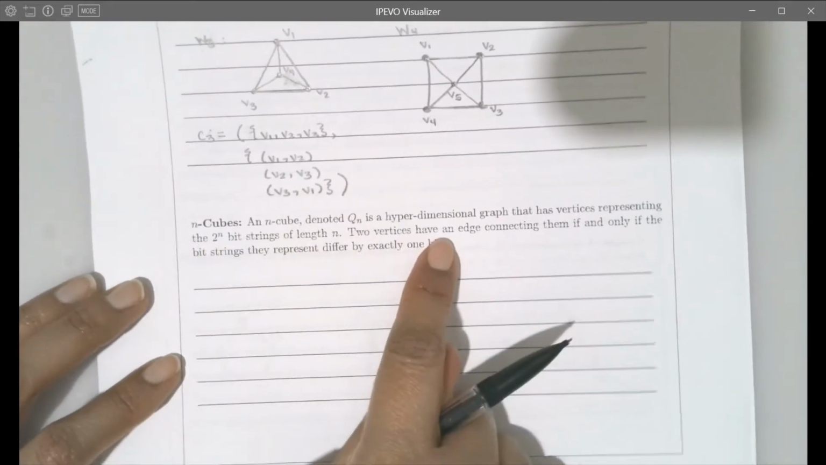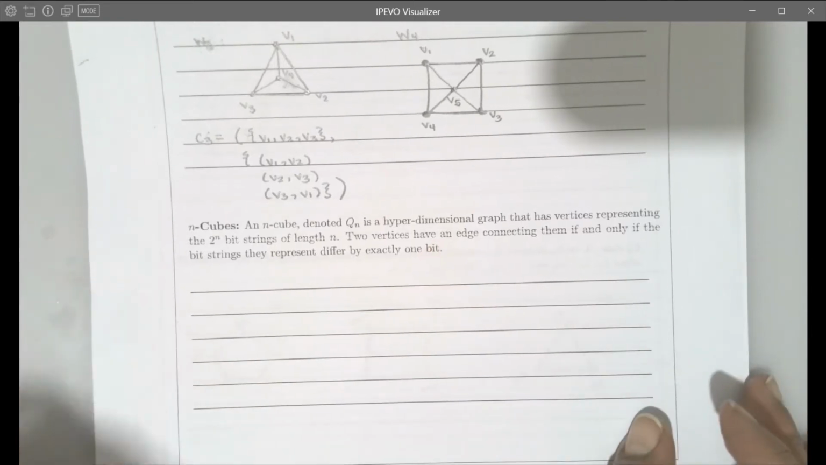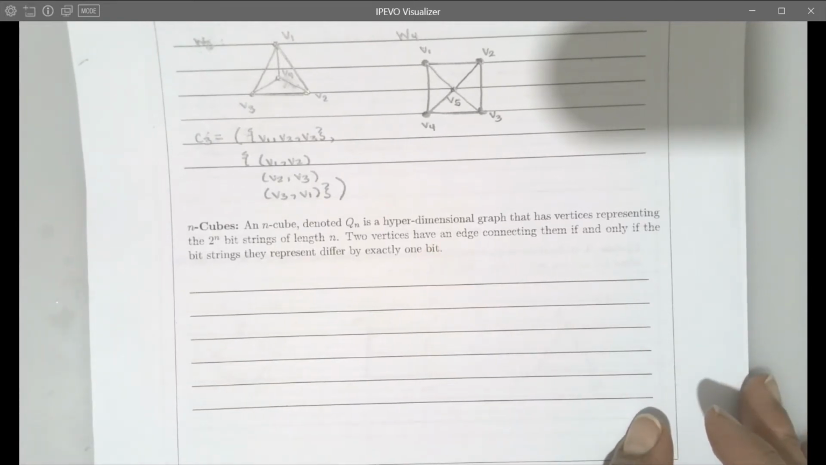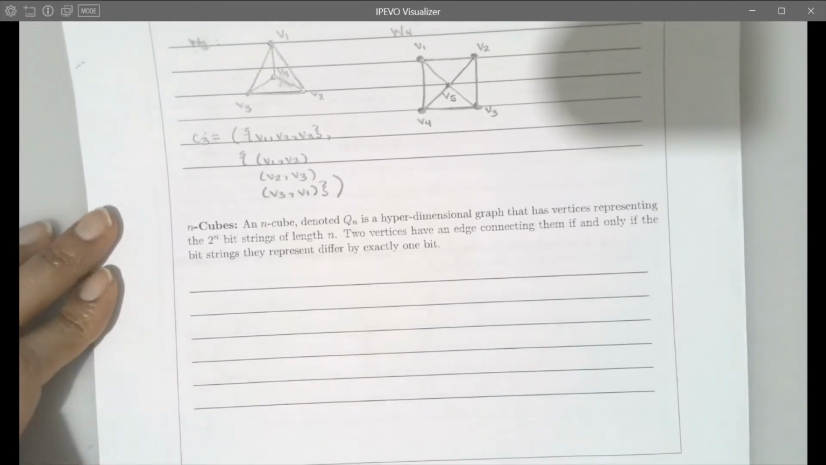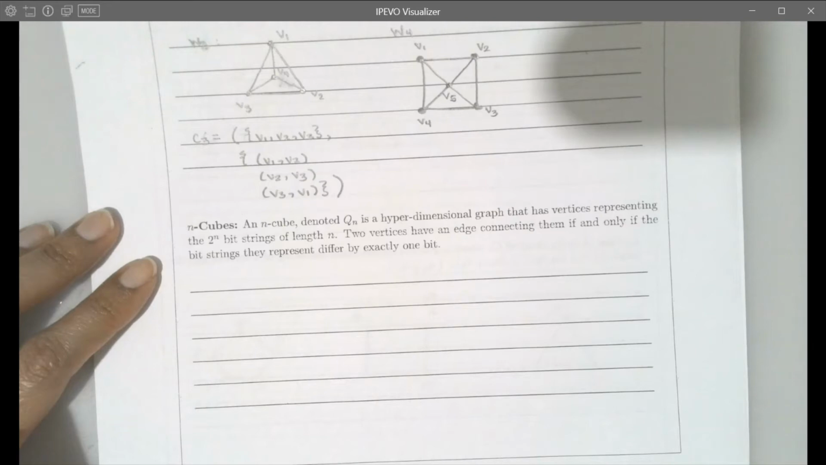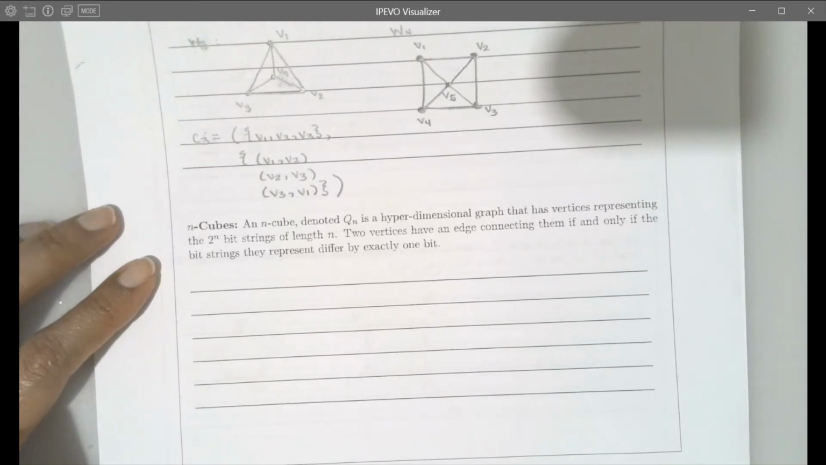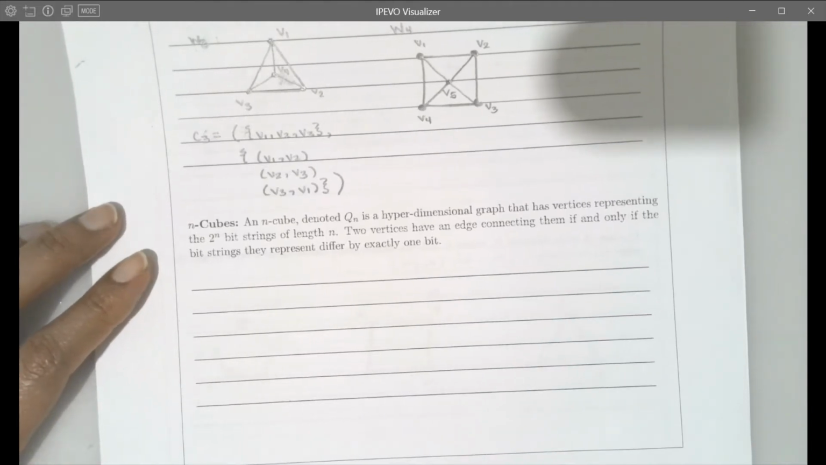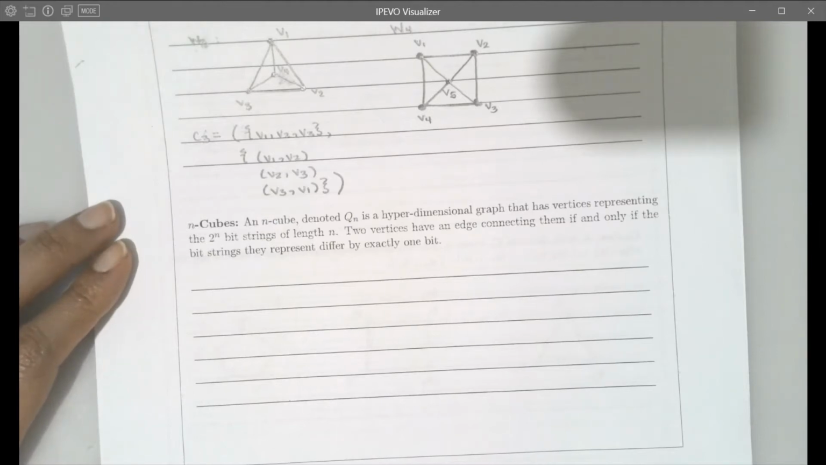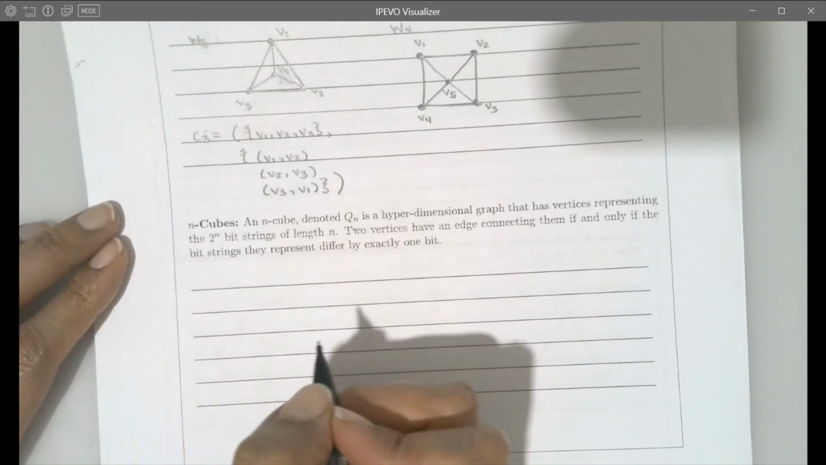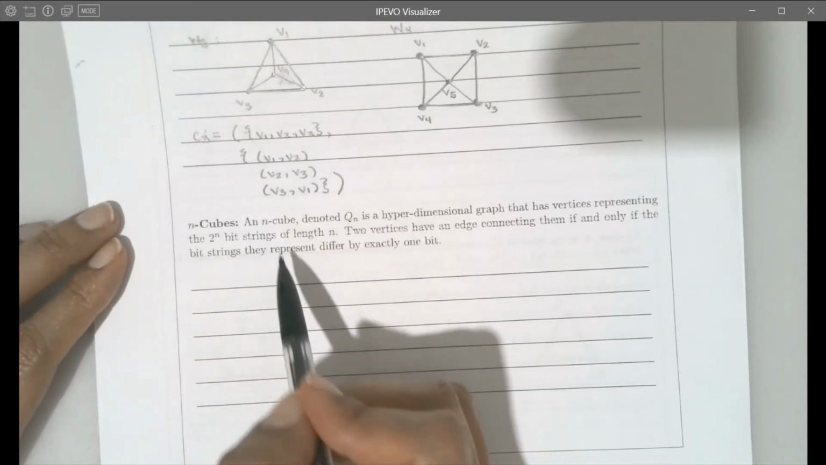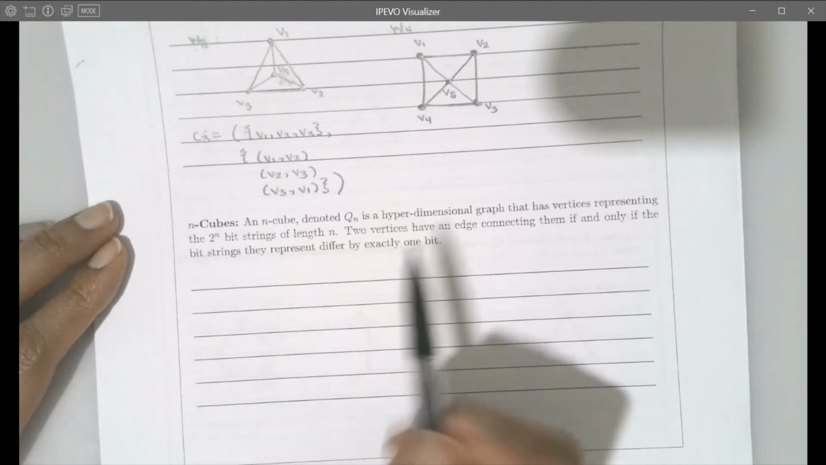Let's take a look at this next one, n cubes. An n cube, which is denoted Q sub n, is a hyperdimensional graph that has vertices representing the 2 to the n bit strings of length n. 2 vertices have an edge connecting them if and only if the bit strings they represent differ by exactly 1 bit. And so what we're going to do here is maybe show what the n cubes would be for n being 1, 2, and 3.